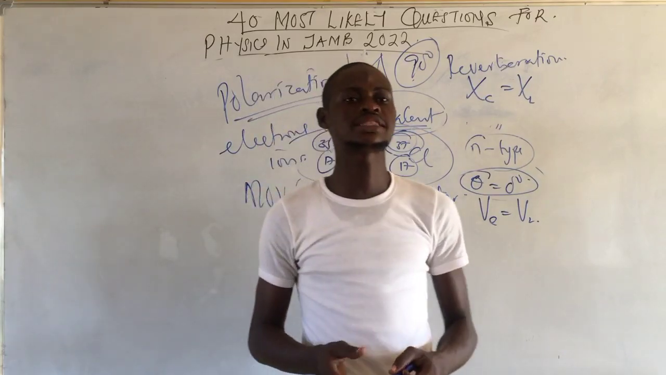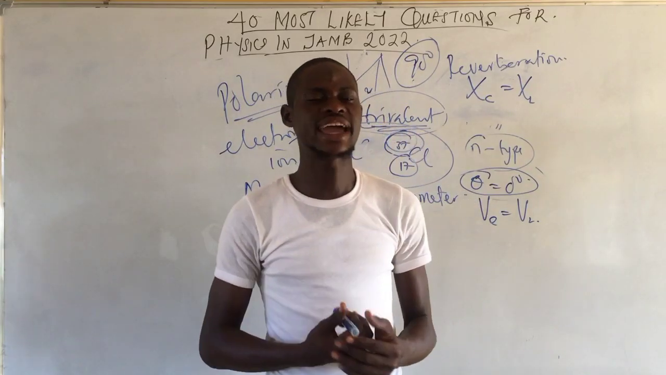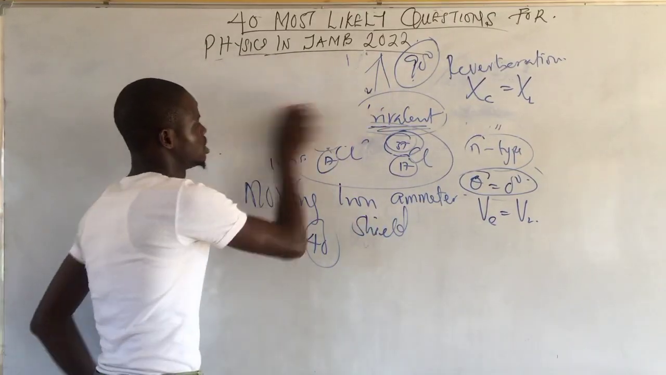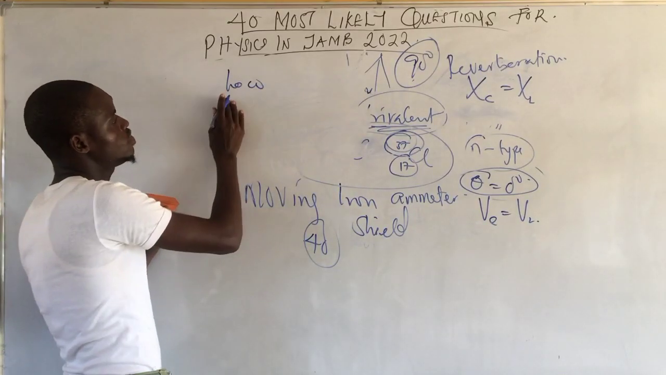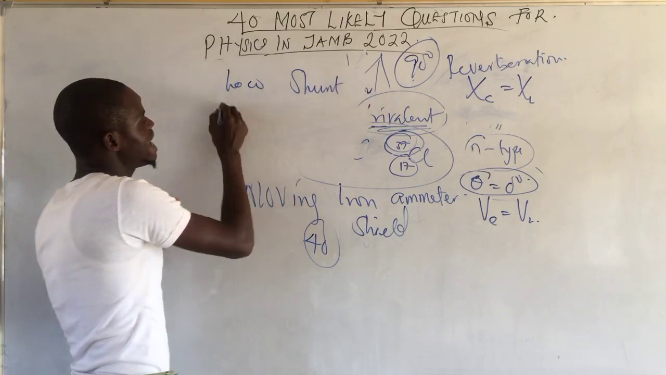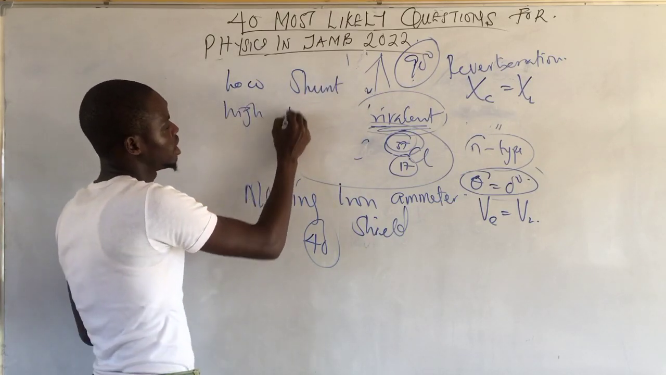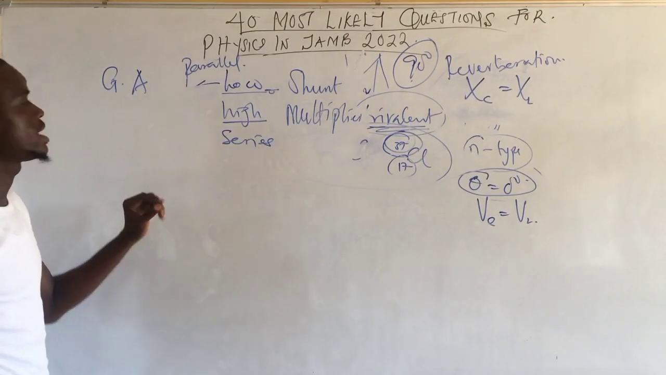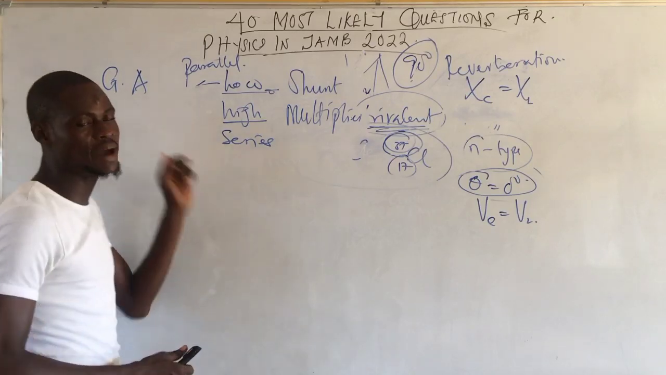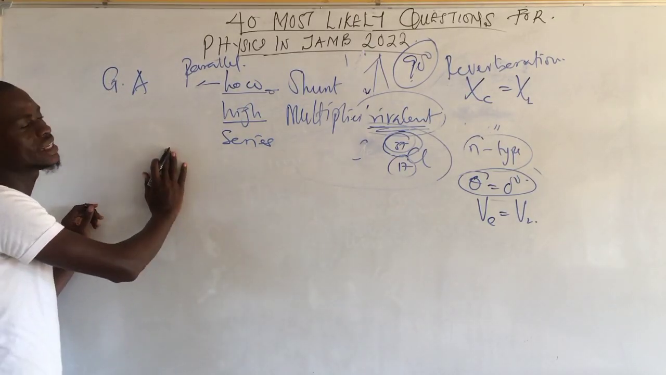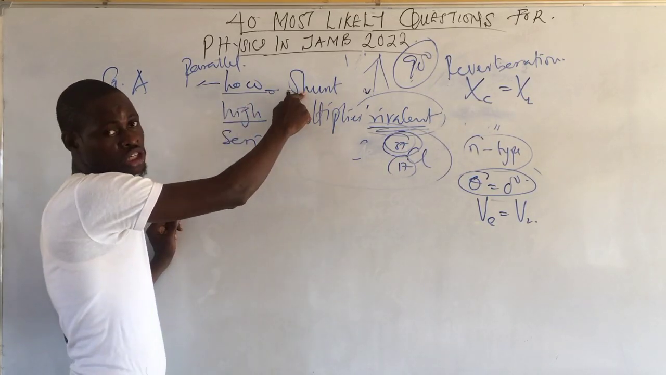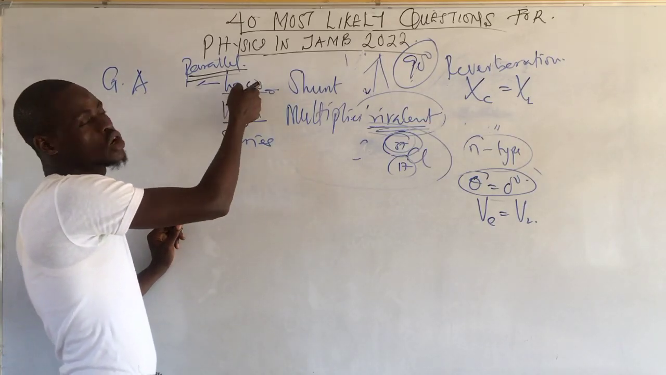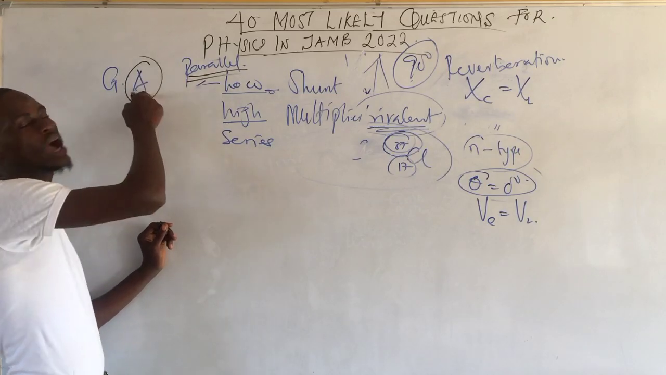If you want to convert a galvanometer into an ammeter, a low resistance is always called a shunt, while a high resistance is known as a multiplier. To convert a galvanometer into an ammeter, I connect a low resistance, which is a shunt, in parallel. That means I connect the galvanometer with a low resistance in parallel, and then it becomes an ammeter.